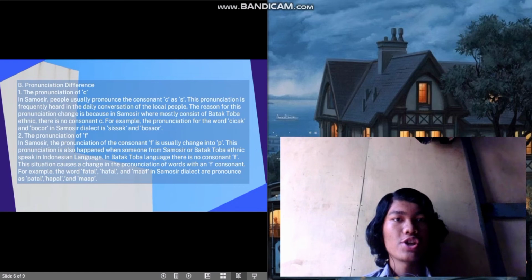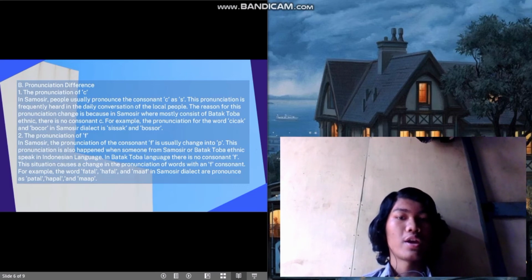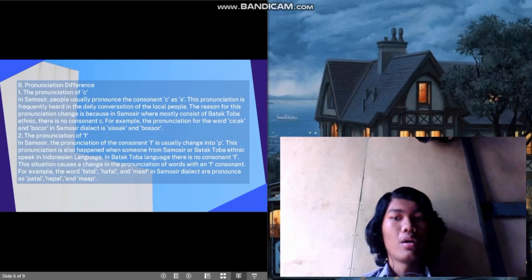Second, the pronunciation of F. In Samosir, the pronunciation of the consonant F is usually changed into P. This pronunciation also happens when someone from Samosir or the Batak Toba ethnic group speaks in Indonesian language. In Batak Toba language, there is no consonant F. This situation causes a change in the pronunciation of words with an F consonant. For example, the words fatal, hafal, and maaf in Samosir dialects are pronounced as patal, hapal, and maap.